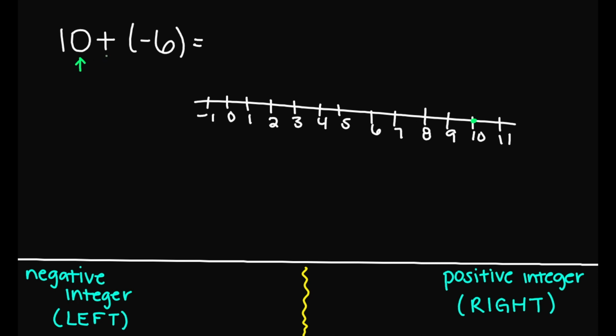And notice here, I am adding a negative integer. Since I am adding a negative integer, that means I need to move to the left. So I am at my 10. I'm going to move to the left 6. So we have 1, 2, 3, 4, 5, 6. And it puts us right here at our 4. So your final answer here is going to be 4.